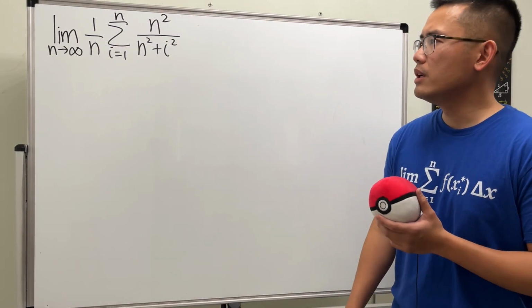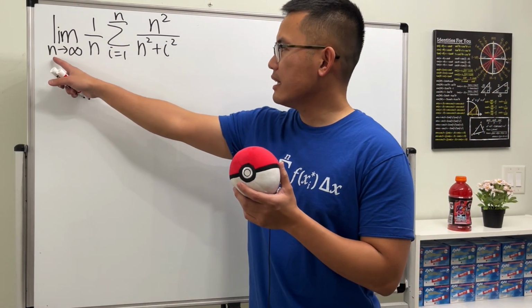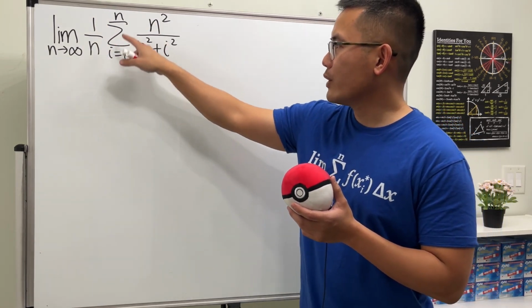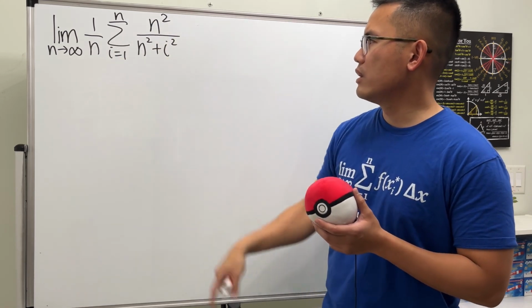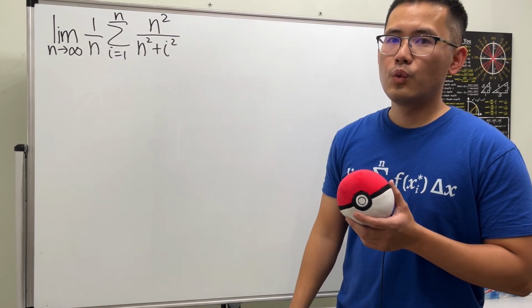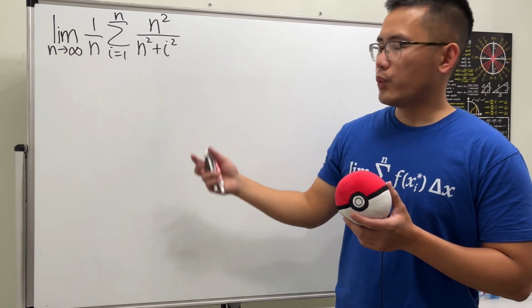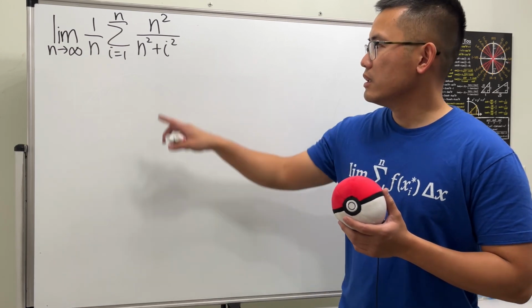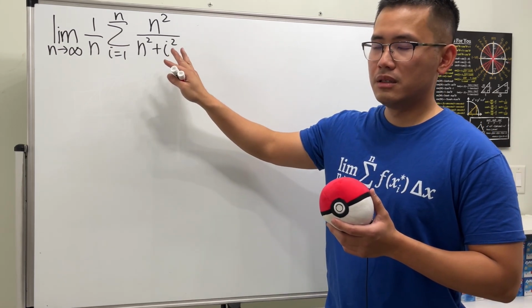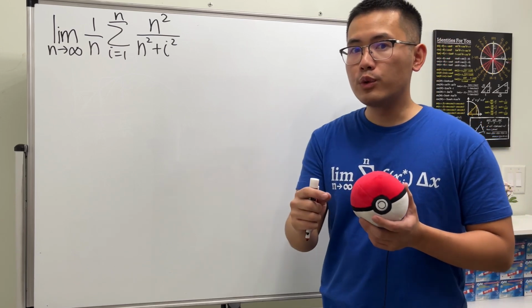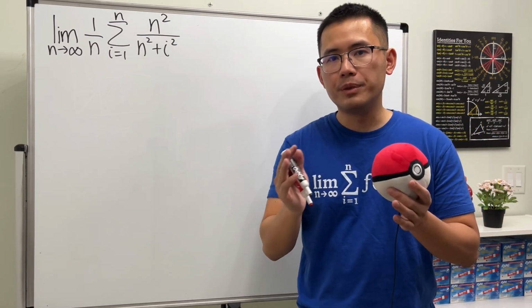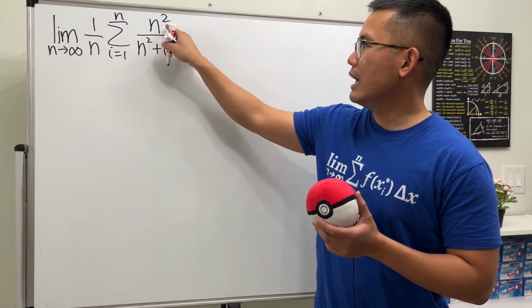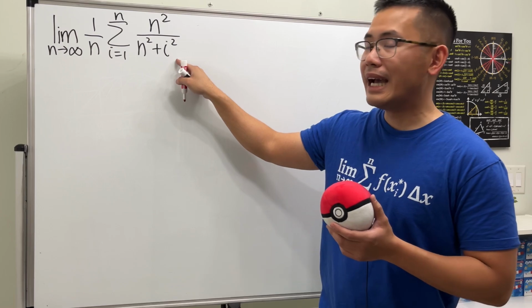Alright, last example. We have the limit as n goes to infinity of 1 over n times the summation i goes from 1 to n, and then we have n squared over n squared plus i squared. Wow. Where is the i over n, that kind of thing? Well, this is just i squared, huh? This is what we have to do. We really want to see the i over n because that would be the input.